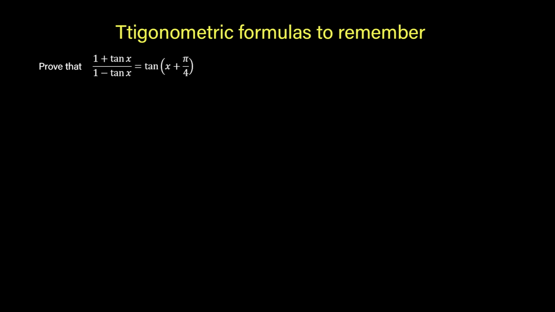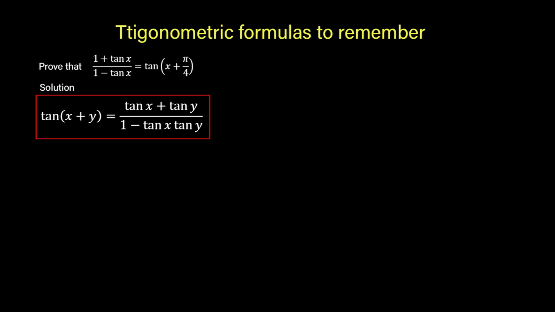Prove that (1 plus tangent of x) divided by (1 minus tangent of x) equals tangent of (x plus pi divided by 4). Solution. Use this formula for the tangent of the sum.